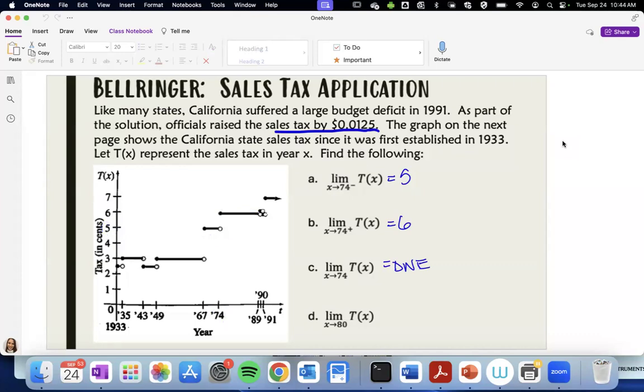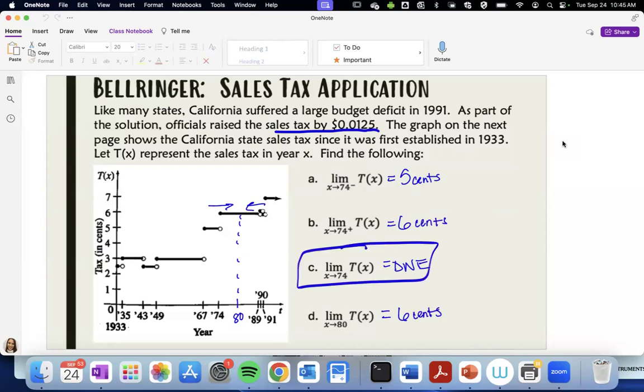How about the limit as x approaches 80? It is 6. You don't see it on there, but you can assume that 80 is somewhere between here and it lands at 6, right? So the limit from both sides of 80 is 6. Do you guys know what your units are? 5, 6 cents. Yeah, you can write cents.